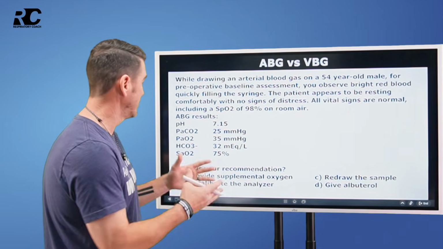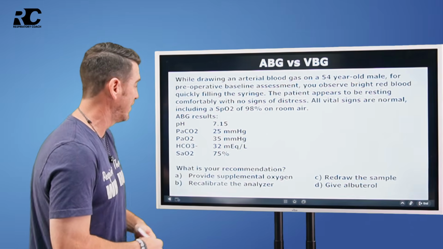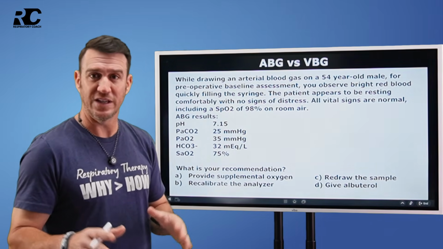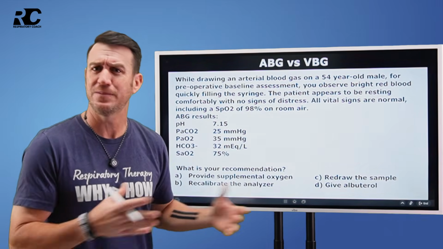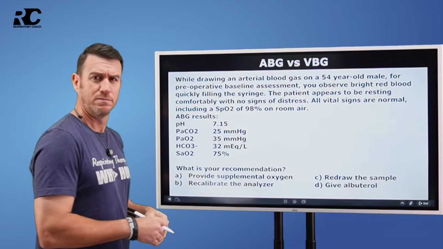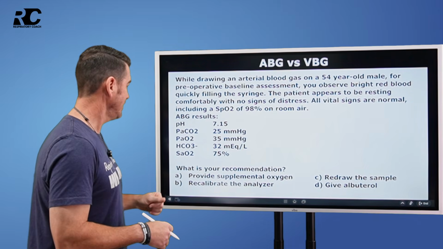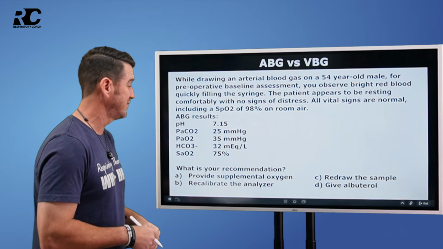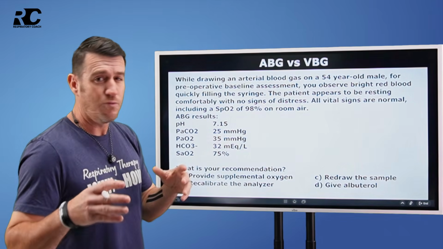Again, so let's look at the results. Now we get a pH of 7.15. Whoa. 7.15? Why is this patient acidotic? I don't know. Let's see. Your CO2 is 25. Didn't see that coming either. Your PaO2 is 35 and your bicarb is 32. You got a saturation of 75%. Now, what are we going to do here?